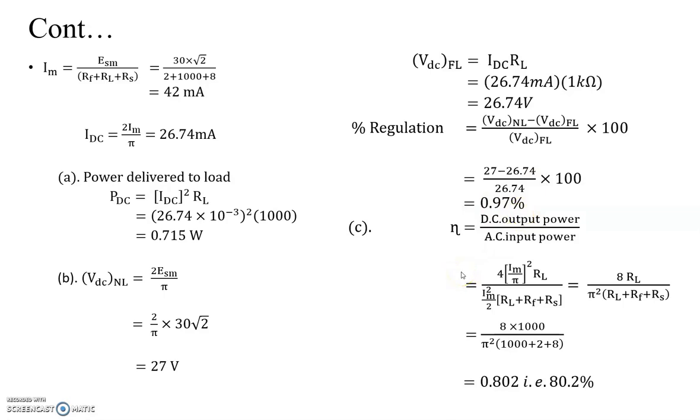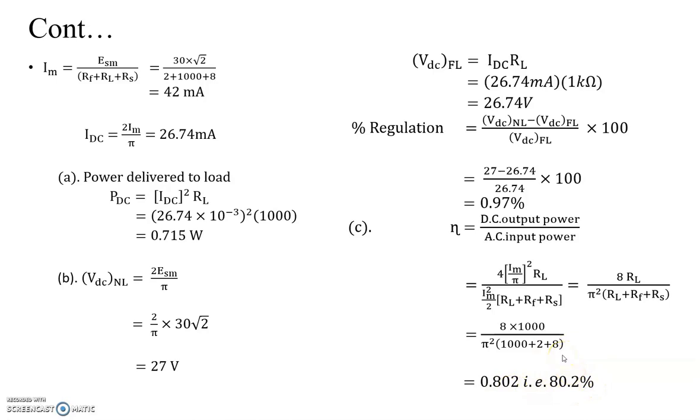Next we need to calculate the efficiency, generally in terms of percentage. The efficiency is nothing but the ratio of DC power output to AC input power. Substitute the values and find out the efficiency, so that you will have 0.802, in terms of percentage, 80.2 percent. This is the answer for part C.